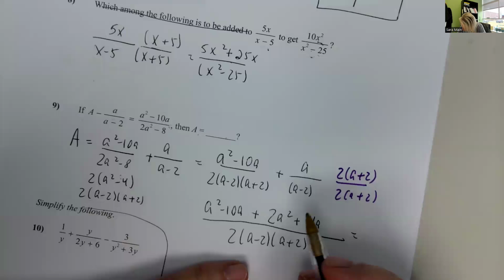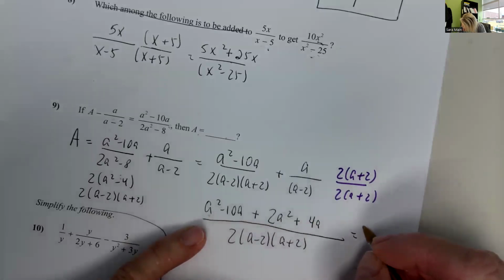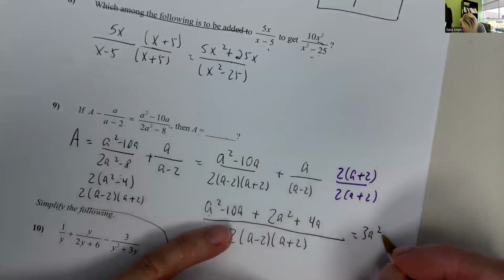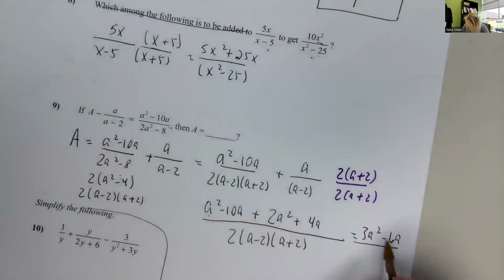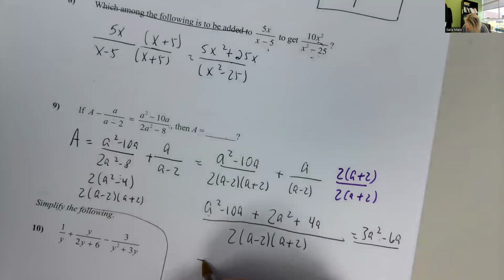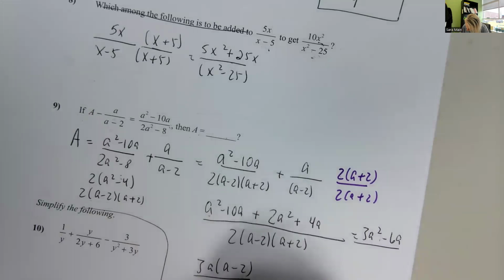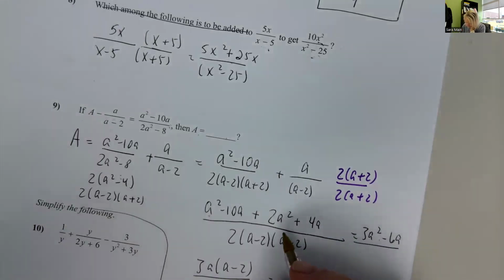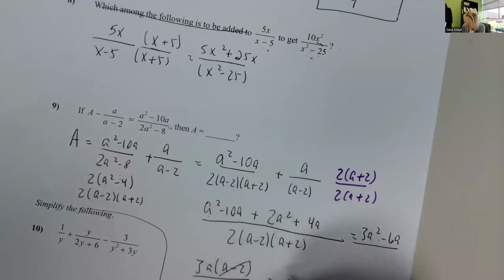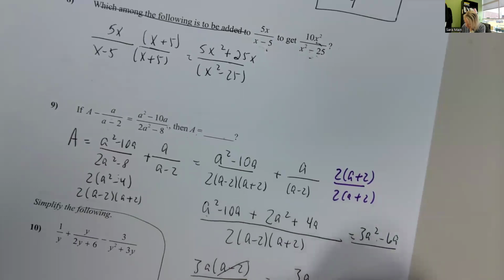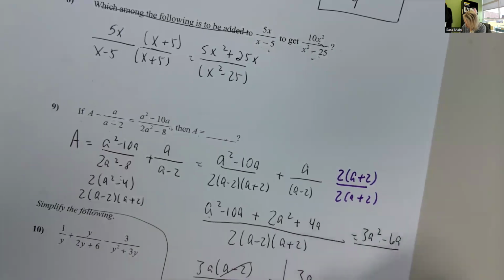So let's just combine these. We've got a squared and 2a squared is 3a squared minus 6a all over that denominator. So I can factor out a 3a, and then I have an a minus 2 all over 2(a minus 2)(a plus 2). The a minus 2's cancel, so we end up with 3a over 2 times a plus 2 equals the big A.